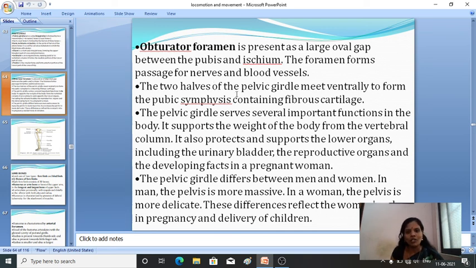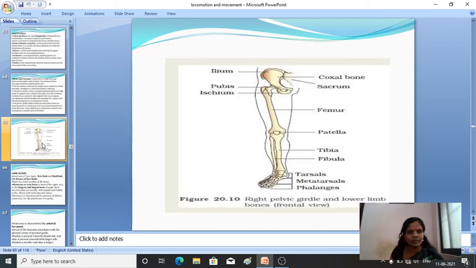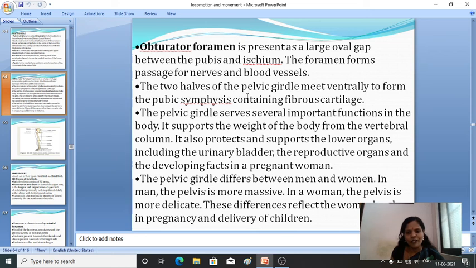The two halves of the pelvic girdle meet ventrally to form the pubic symphysis, which contains fibrous cartilage. Here they meet and fuse together.